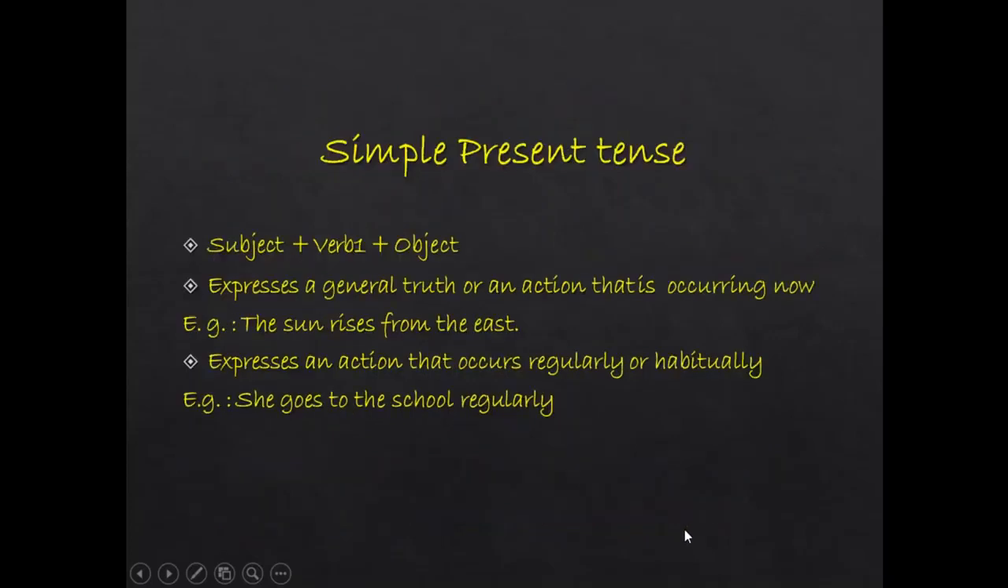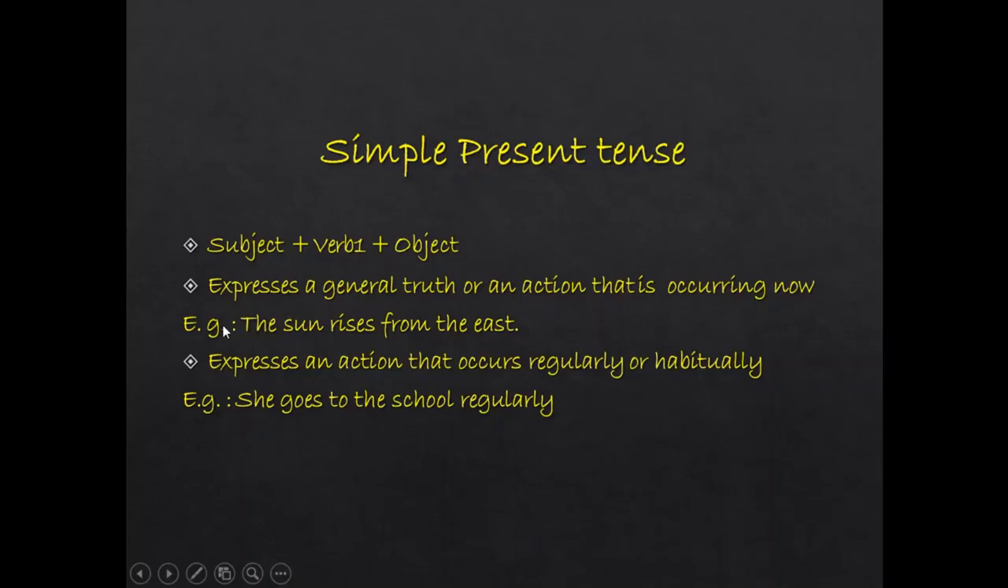Children, now we will try to understand all the types of tenses separately. First, we'll start with the simple present tense. In the simple present tense, the first rule is, first of all, we use the subject and then the first form of the verb plus the object. It expresses a general truth or an action that is occurring now.